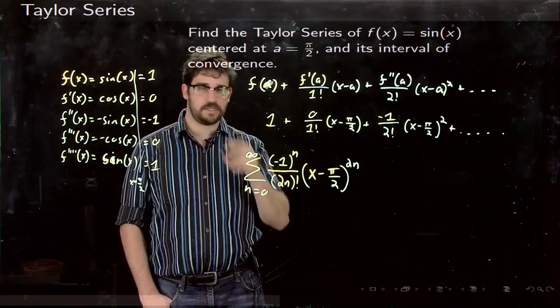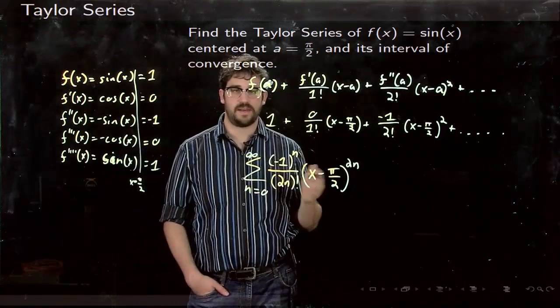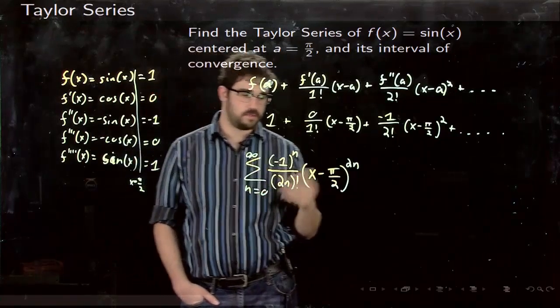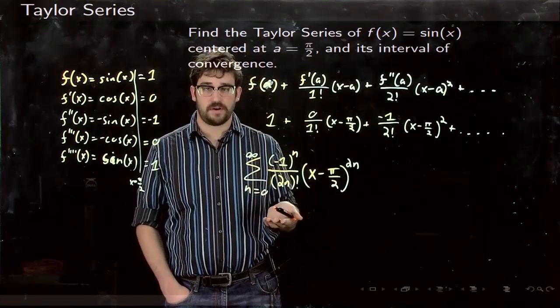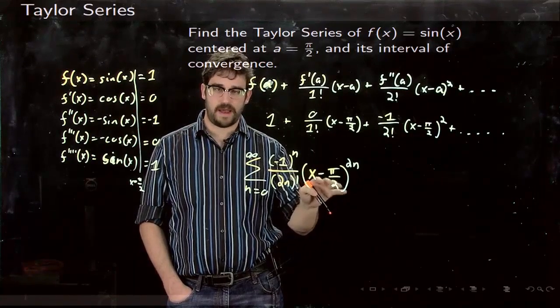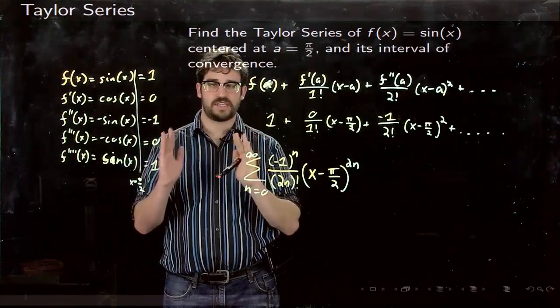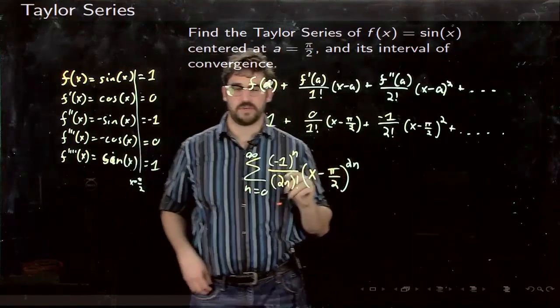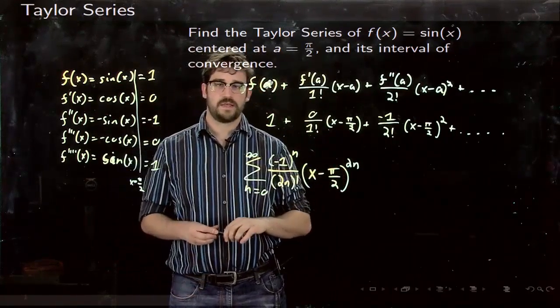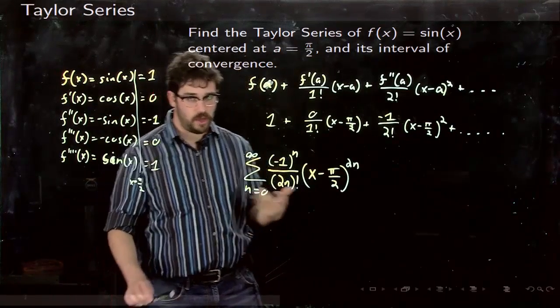So this should be the Taylor series expansion of sine when a is equal to pi over 2. This is very similar to the Taylor series expansion for cosine centered at 0, except there's a pi over 2 here. And that's because, remember, sine and cosine are a pi over 2 shift from each other. So now we need to find the interval of convergence. We're going to do that using what?